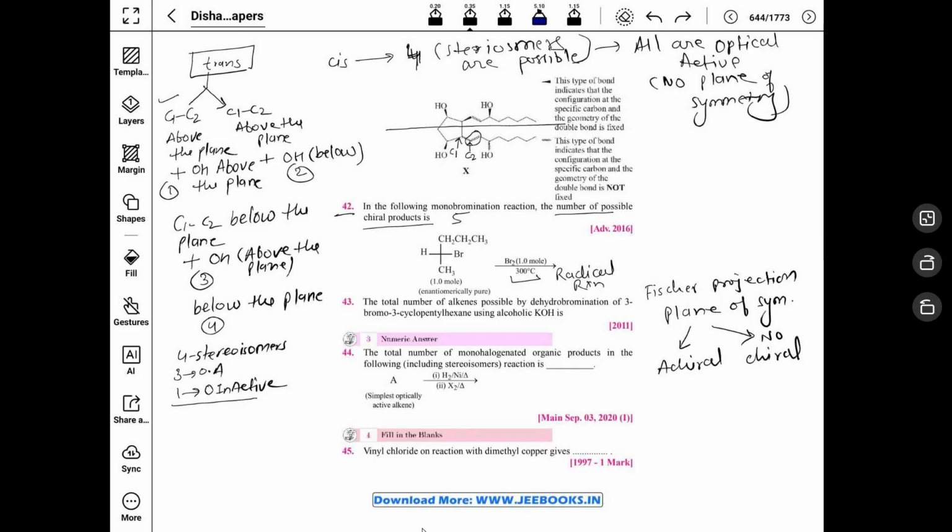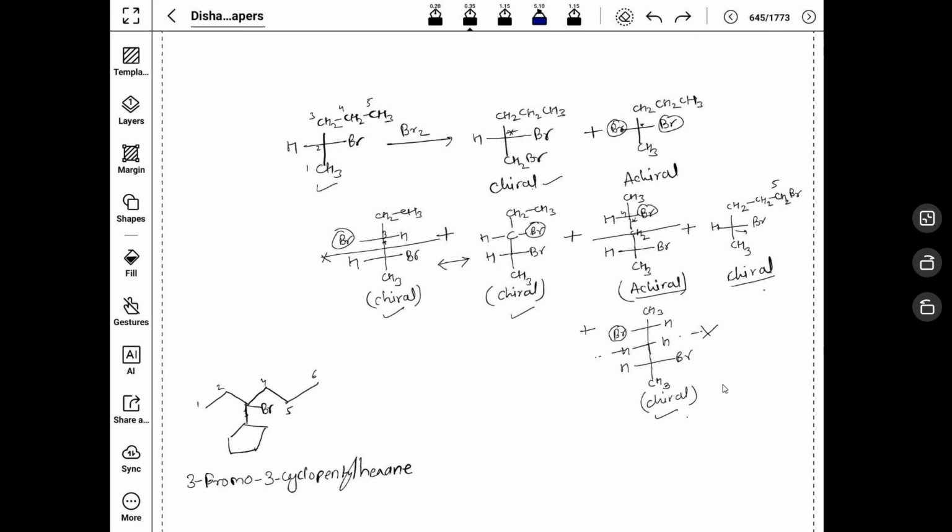Question number 43. The total number of alkenes possible by dehydrobromination of 3-bromo-3-cyclopentyl hexane using alcoholic KOH. So first we should draw the correct structure of 3-bromo-3-cyclopentyl hexane. Okay, this is the structure of 3-bromo-3-cyclopentyl hexane, and now on treating with alcoholic KOH, it undergoes an elimination reaction.